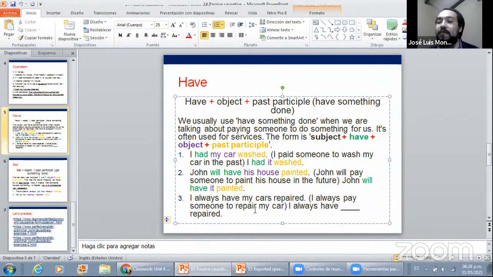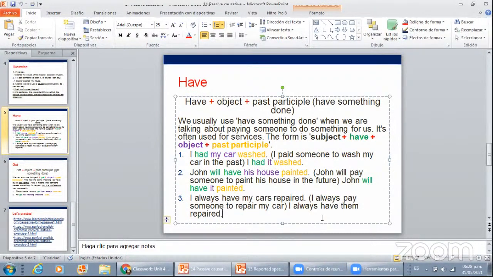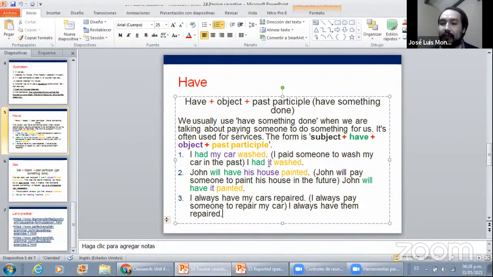Remember that the object for plural is going to be them. All right, them. Exactly. So for singular, it. For plural, them. So again, I'm not saying here them because I need to be more specific, right?